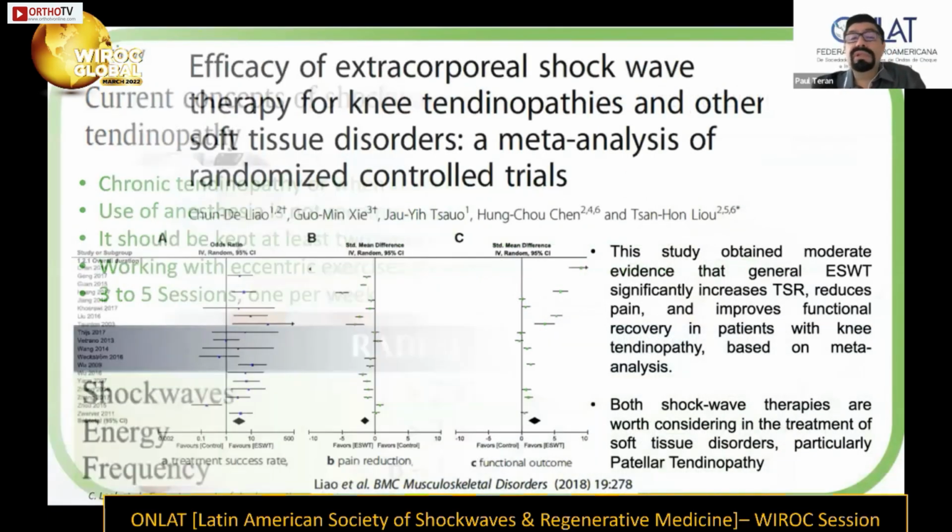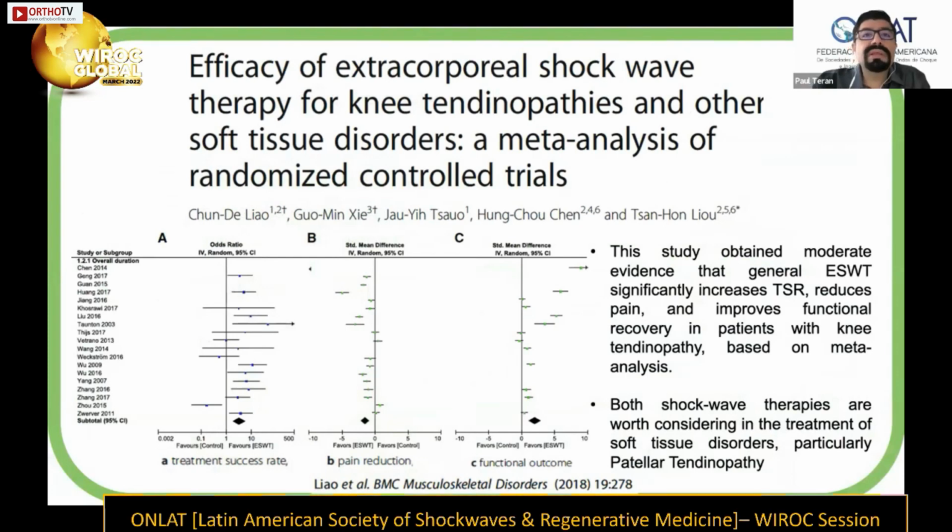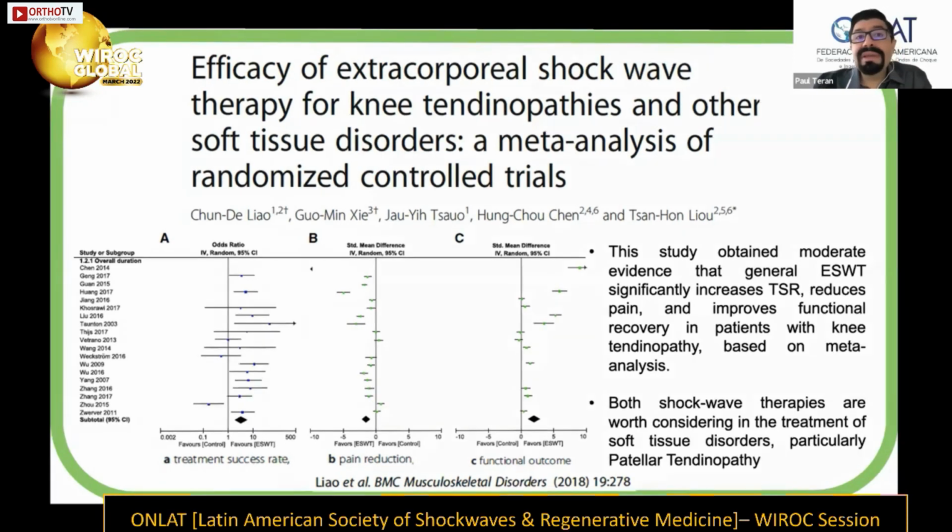This was demonstrated in this meta-analysis by Liao, which concludes this study obtains moderate evidence that shock waves significantly increase treatment success rate, reduce pain, and improve functional recovery in patients with knee tendinopathy. Based on the meta-analysis, both shock wave therapies are worth considering in the treatment of soft tissue disorders, particularly in patellar tendinopathy. But be careful.